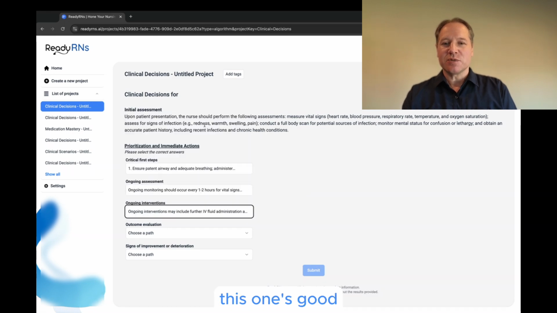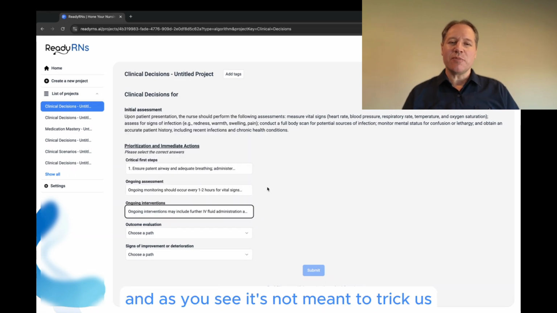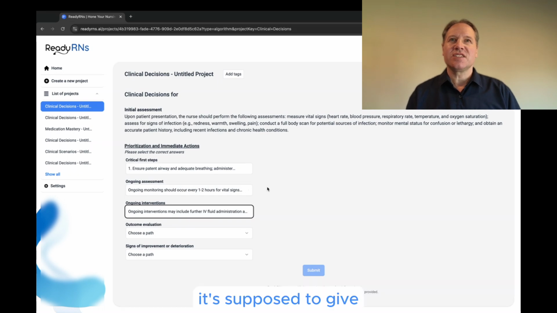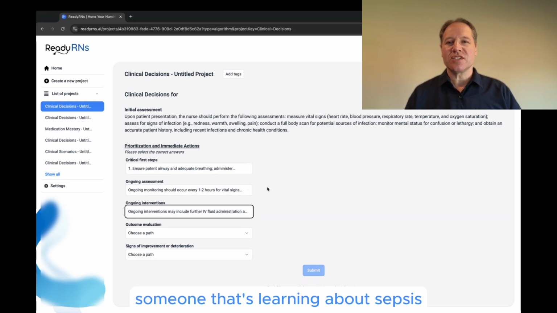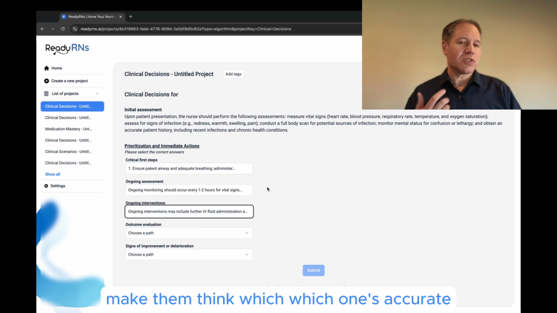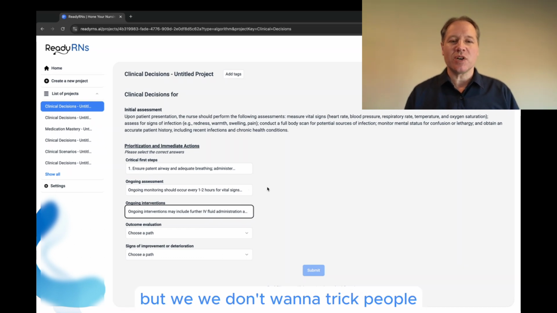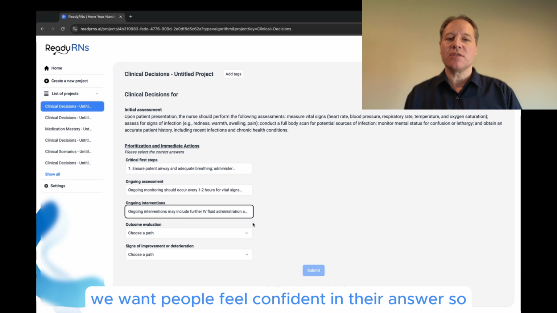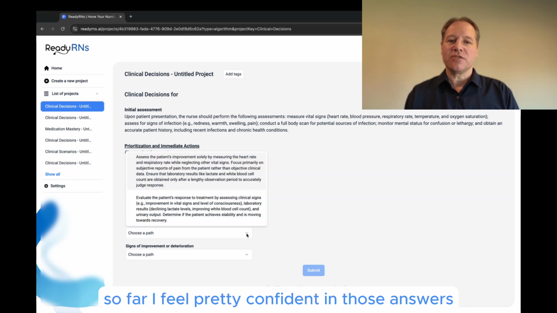Okay, this one's good. And as you see, it's not meant to trick us. It's supposed to give someone that's learning about sepsis enough information to make them think which one's accurate, but we don't want to trick people. We want people to feel confident in their answer. So far, I feel pretty confident in those answers.